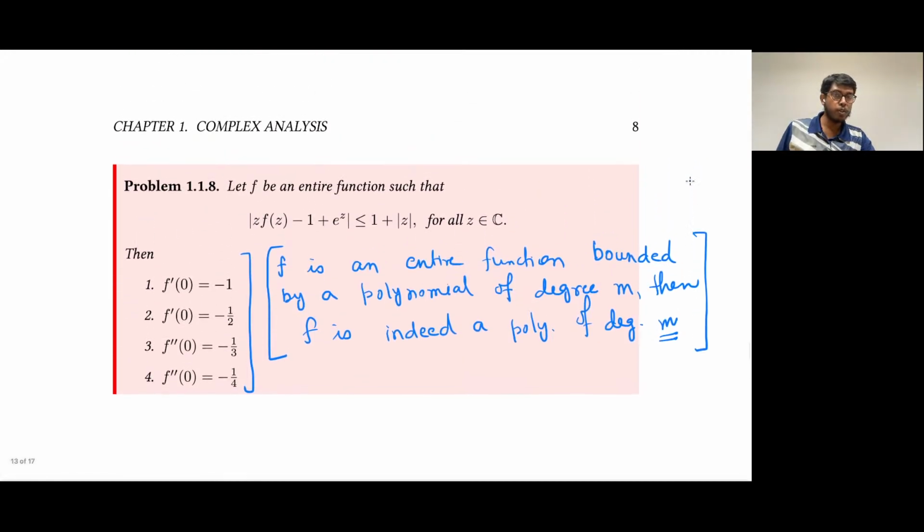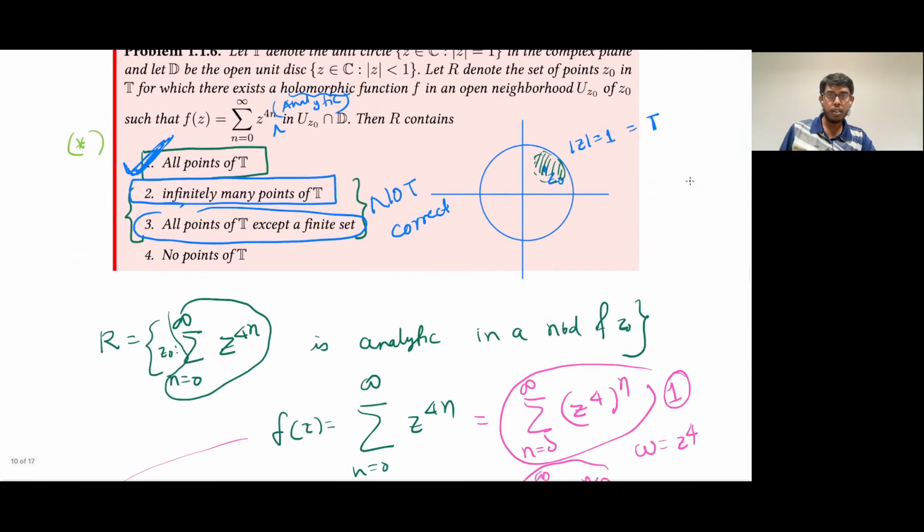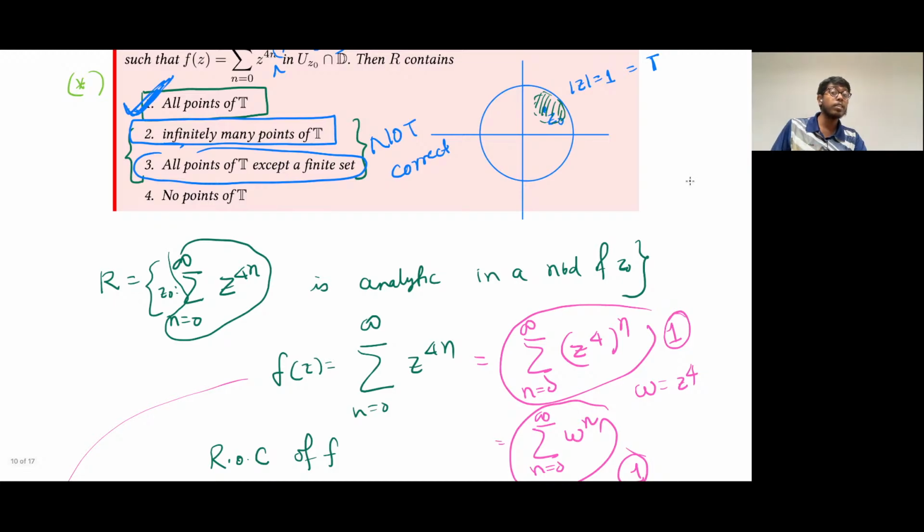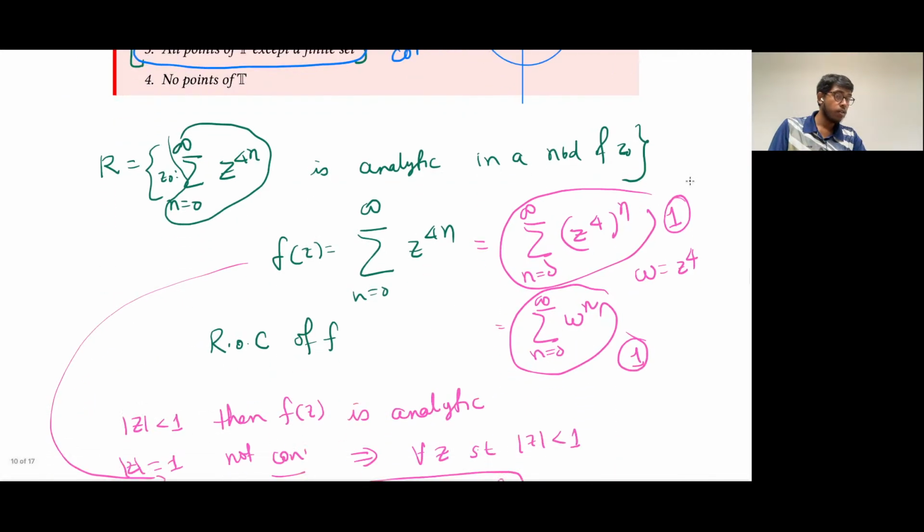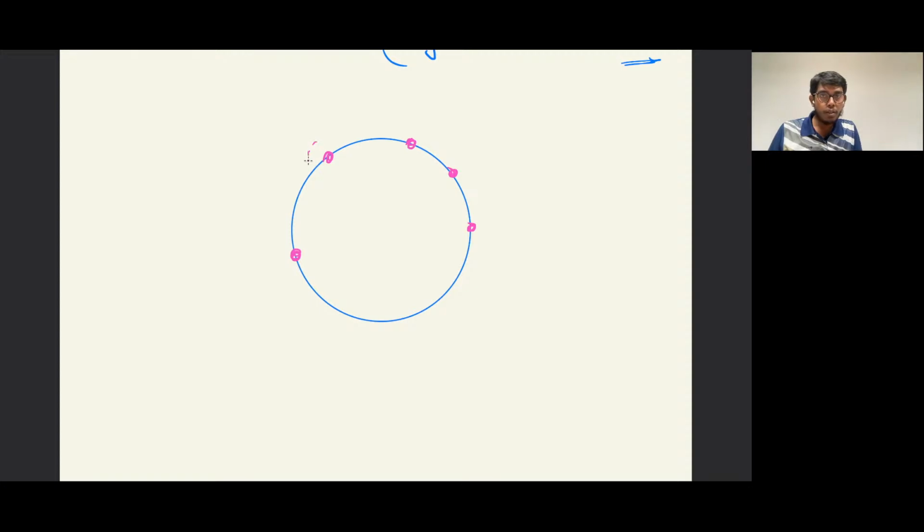No, I'm not saying it misses the 4 points. That was the thing I was emphasizing. Here, I'm not saying it misses the 4 points; I'm saying that "it misses the 4 points" is false. If you take any point, let's say this point or this point or any point, then in any neighborhood of z naught intersection with D, f(z) is analytic or holomorphic.